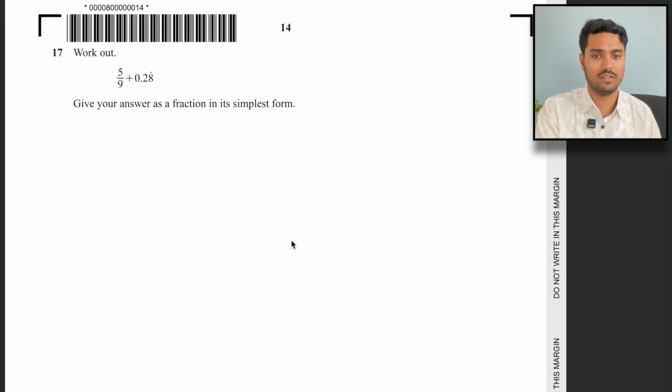Let's move on to question number 17 now. It says work out 5 by 9 plus 0.28 bar. That means 8 is repeating in this decimal number. It says which is recurring.